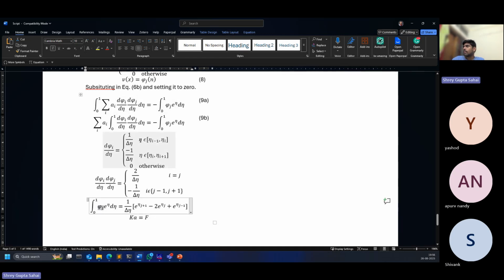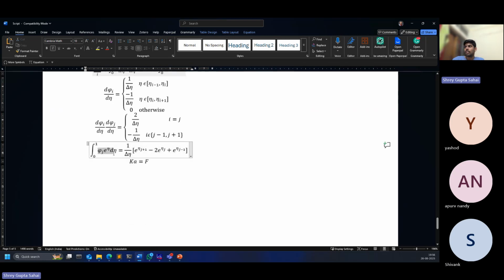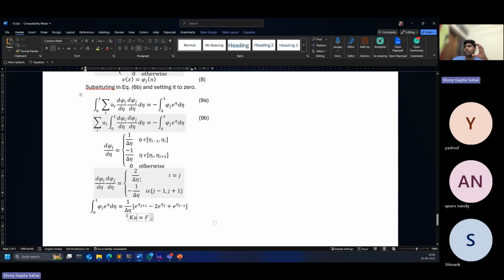Again, phi j is known to us. This one is known to us. We can go ahead and substitute this one as well. If I do that, then I'll get further simplification, and I will get K a equals F. So essentially, there will be a set of J equations in the AI values, so n unknowns and n equations you will get. And so essentially, going back to an AX equals B kind of format, we will get.